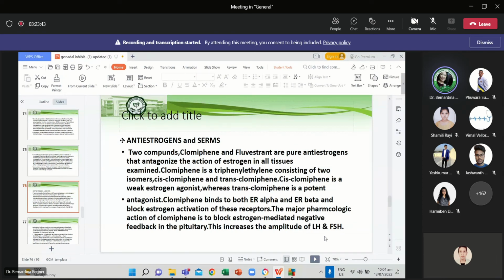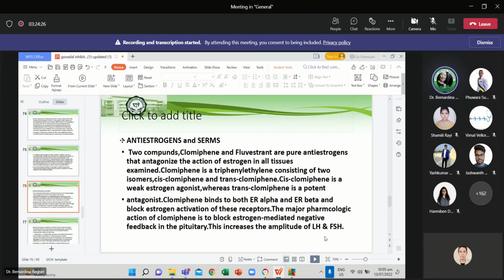Right? I already gave this to you. These are your pure anti-estrogens that will antagonize the action of estrogen in all tissues examined. As I've said, clomiphene is a triphenylethylene consisting of two isomers, cis-clomiphene and trans-clomiphene. Cis-clomiphene is a weak estrogen agonist, whereas trans-clomiphene is a potent antagonist. And here, clomiphene will bind to both ER alpha and ER beta and will block estrogen activation of these receptors.